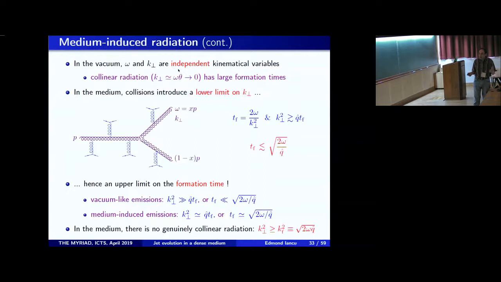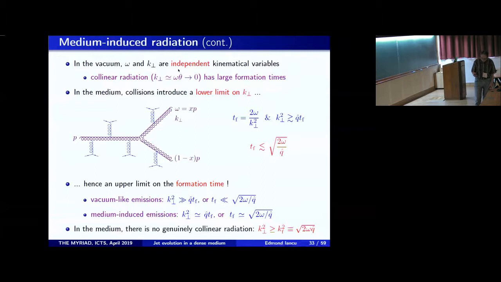And this argument also shows that in the medium there is no genuinely collinear radiation. One cannot go to the limit k perp goes to zero, forgetting about confinement, just at the partonic level, because k perp cannot be smaller than the limit given by the medium rescattering during the formation time, which is the limit coming from here. Just replace k perp squared by q hat tau formation, with tau formation given by this formula. So the radiation is always relatively hard, or non-collinear. And that will be important in what follows.